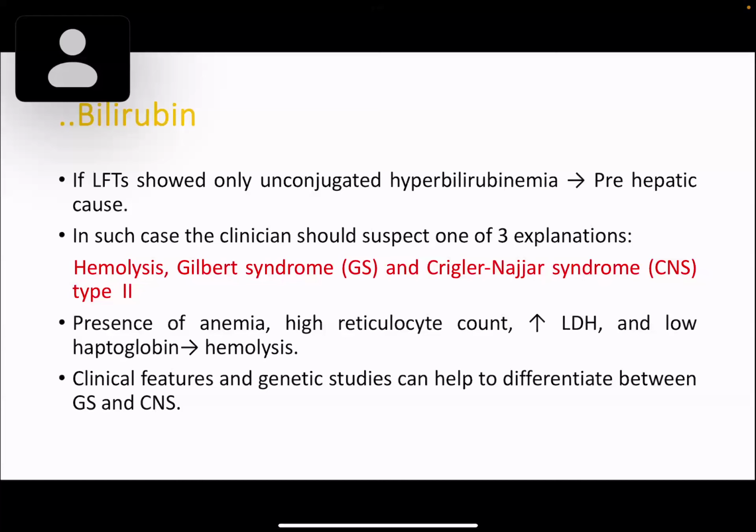So clinical phenotype and genetic studies can help to differentiate between Gilbert syndrome and Crigler-Najjar syndrome.